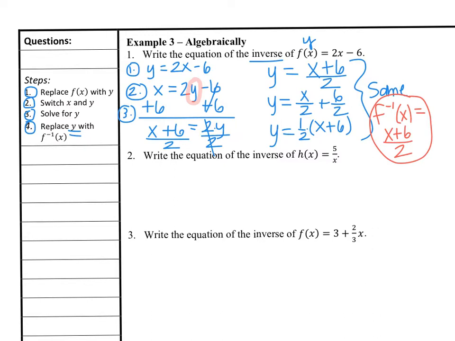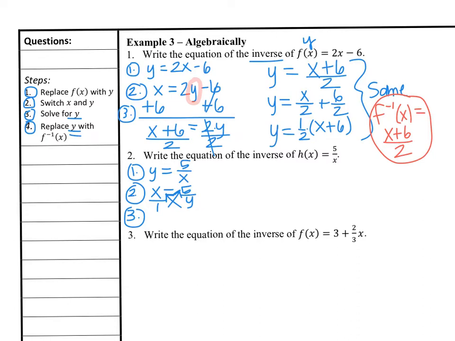So step 1, replace the h of x with a y. So step 1, we're going to write this as y equals 5 over x. Step 2 is to switch your x and y. So I'm going to put x where y was and y where x was. And then step 3, we're going to go ahead and solve for y. So when I have x equals 5 over y, the easiest way to do this one is to put x over 1 and then cross multiply. So cross multiply that way. You could have done it other ways by multiplying both sides of the equation by y and doing it that way, which is totally fine.